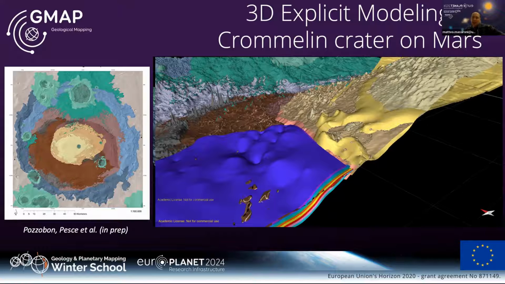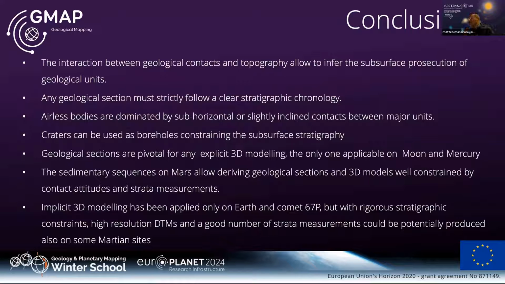So now I'd like to conclude by saying what we have retrieved from this lecture. I would say actually several points. The first one is that the interaction between geological contacts and topography allows us to infer the subsurface prosecution of geological units. And this is the main way for understanding what is in the subsurface and making geological cross sections. Any geological cross section must strictly follow a clear stratigraphic chronology.